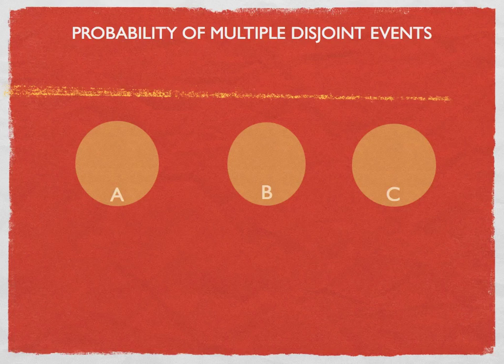Back before, when we had discussions on the intro to probability, we know that when we're finding the probability of one event or another event occurring, we can use the addition rule, and this will also extend to multiple disjoint events as long as they, of course, are disjoint.